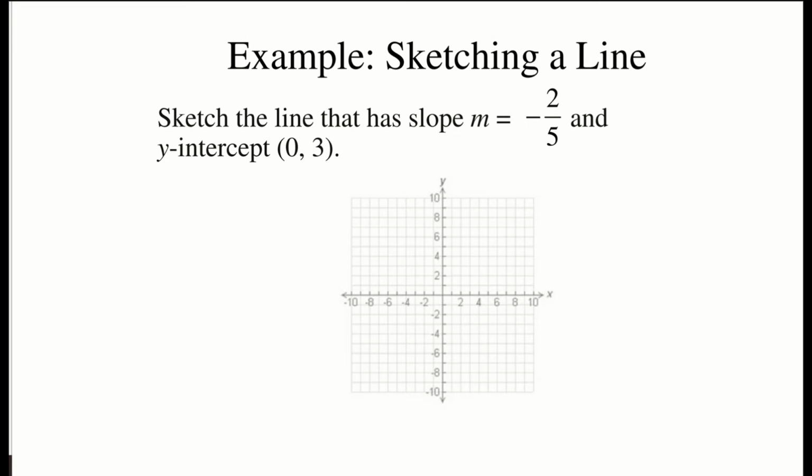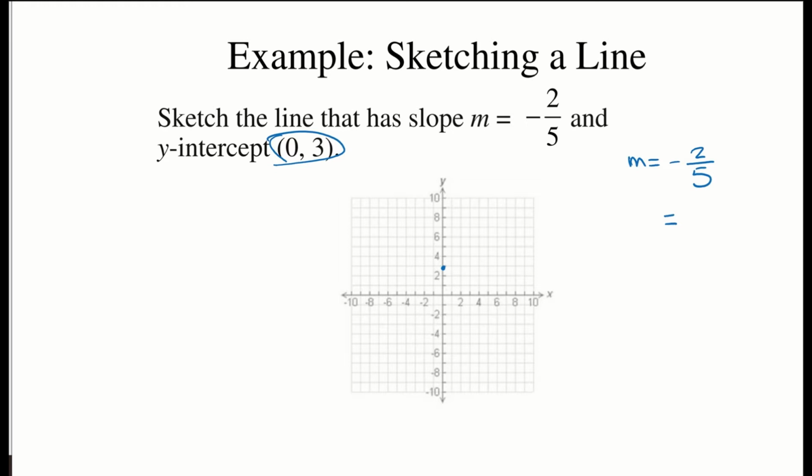So basically we're going to start at the point that we do have for this graph, which is the y-intercept 0, 3. Remember, the y-intercept is the point of intersection of the line and the y-axis, so it's certainly a point on the line, right? So now the slope is given as negative 2/5, right?